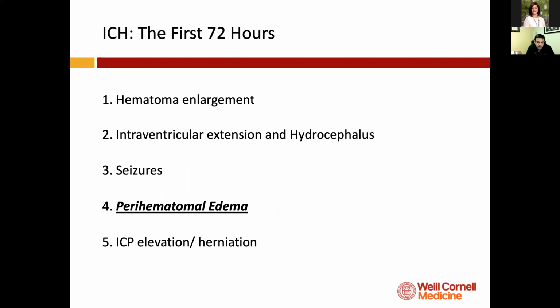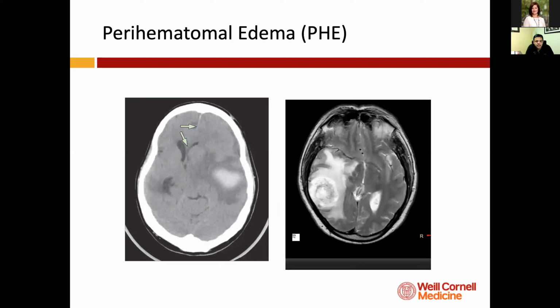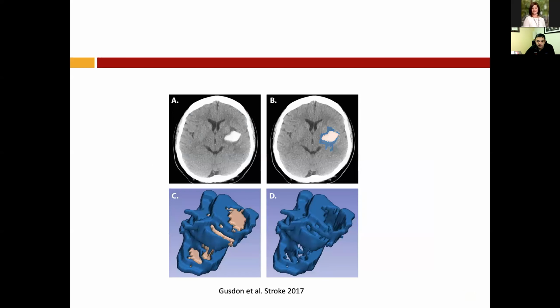And what about perihematomal edema? Perihematomal edema, as the name suggests, is the swelling around the bleed. So this is a CAT scan showing the bleed, and this is the swelling around the bleed. The same thing here, this is the bleed, and this is an MRI showing the significant vasogenic edema.